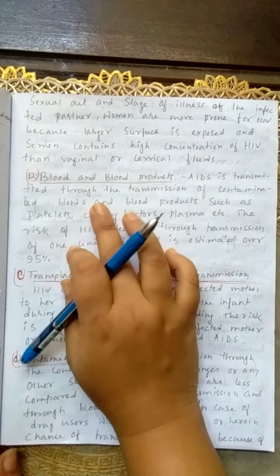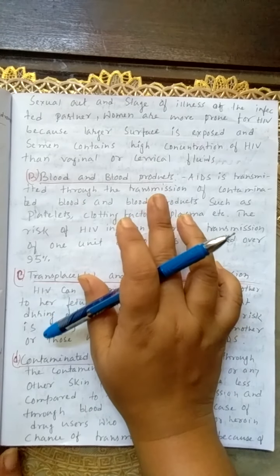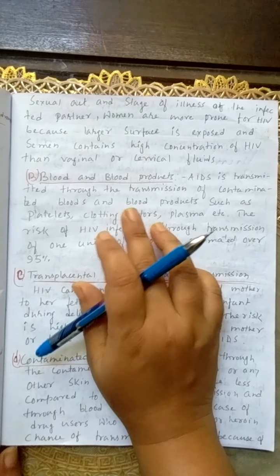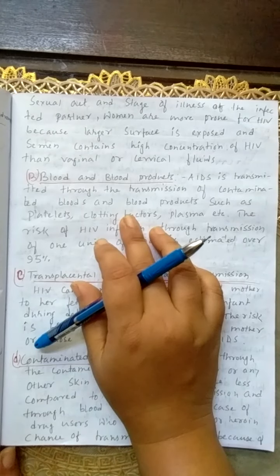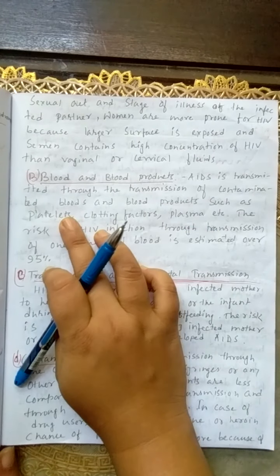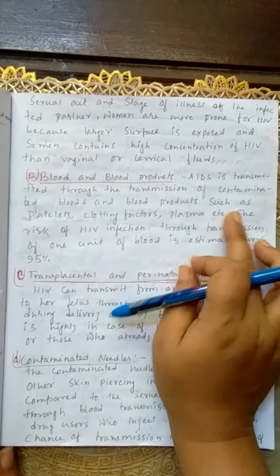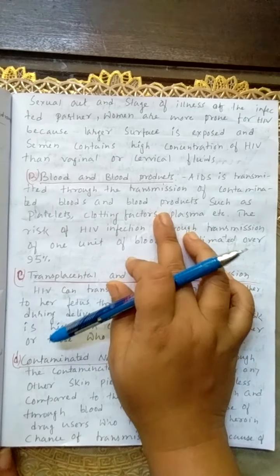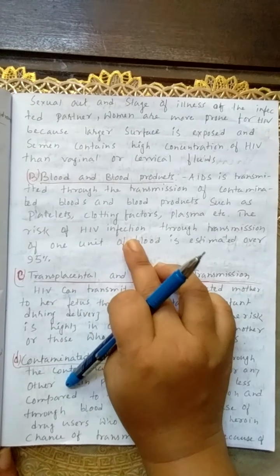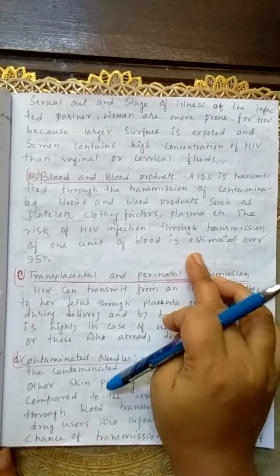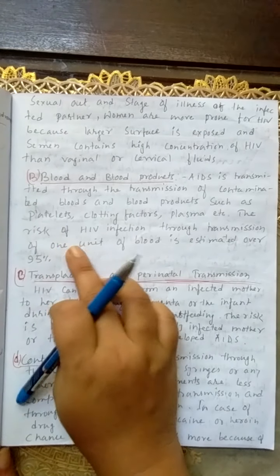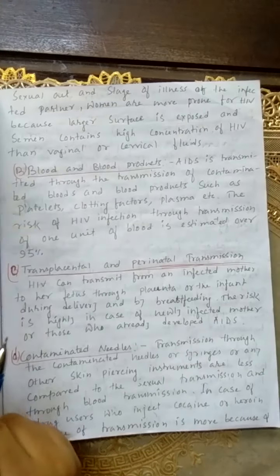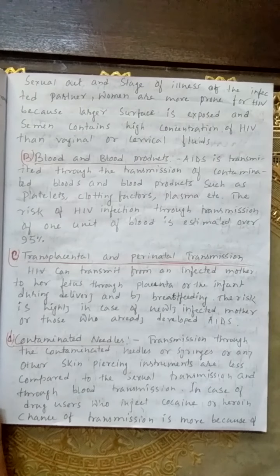Now, blood and blood products. AIDS can be transmitted from one person to another by blood and blood products. AIDS is transmitted through transfusion of contaminated blood and blood products, such as platelets, clotting factors, and plasma. These are some products of blood. The risk of HIV infection through transfusion of 1 unit of blood is estimated at over 95%. This is another transmission process of AIDS.